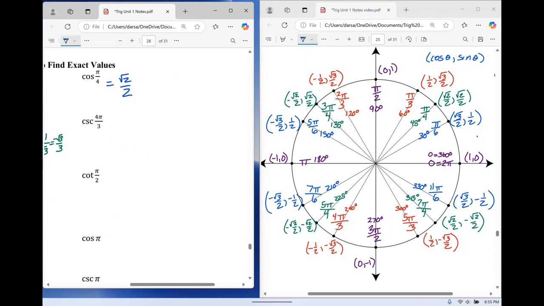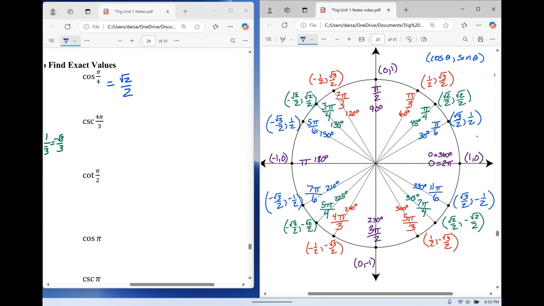Let's look at cosecant of 4 pi over 3. Cosecant is the reciprocal of sine. So really, we want to find the angle 4 pi over 3. Okay, 4 is a plus 1, so that's going to be in the third quadrant. We found it right here. There is our angle 4 pi over 3.